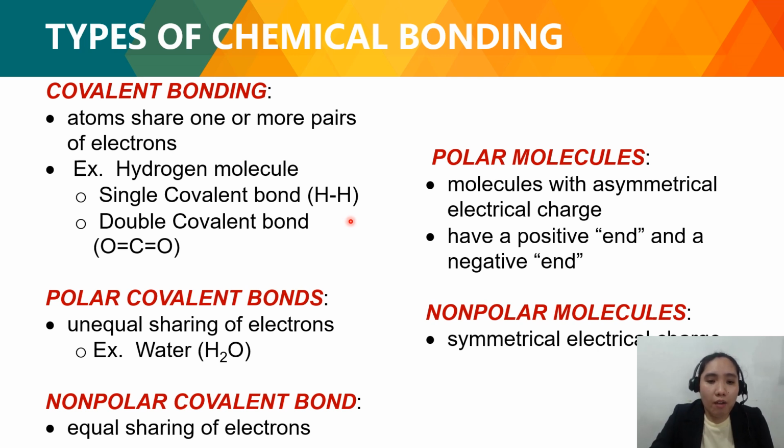And then you also have your polar covalent bonds. This is the unequal sharing of electrons. For example, your water, which is H2O. And then you have your non-polar covalent bond, wherein equal sharing of electrons happens. So polar molecules are molecules with asymmetrical electrical charge. They have a positive end and a negative end. And then non-polar molecules have symmetrical electrical charges. So that would be positive, positive, negative, negative.